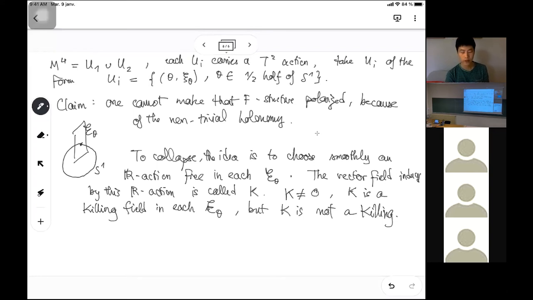vector field. This vector field is nowhere vanishing, so you hope to apply the rescaling trick to that vector field K. Just rescale the metric along that K. But the problem is that this K is only a killing field when you look at its restriction to a slice. So in any E theta, K is a killing field, but K is not a killing field in the whole manifold.